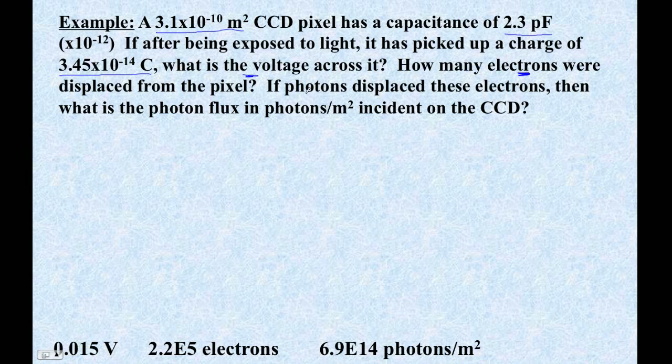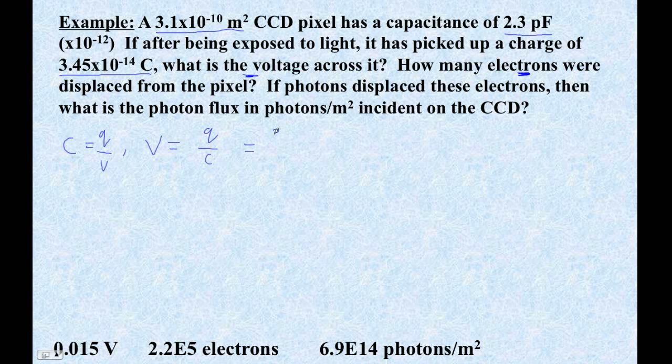And then the question is, what is the photon flux in photons per square meter incident on the CCD? I guess you'd have to say per second here. So let's assume this was like a 1 second exposure. Okay, so our first question is, what is the voltage? Well, capacitance is Q over V, so therefore voltage is Q divided by C, right?